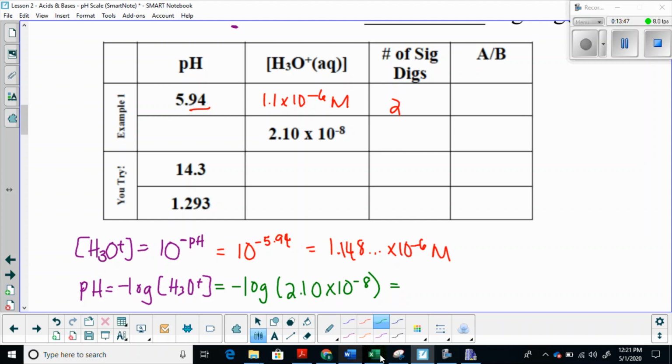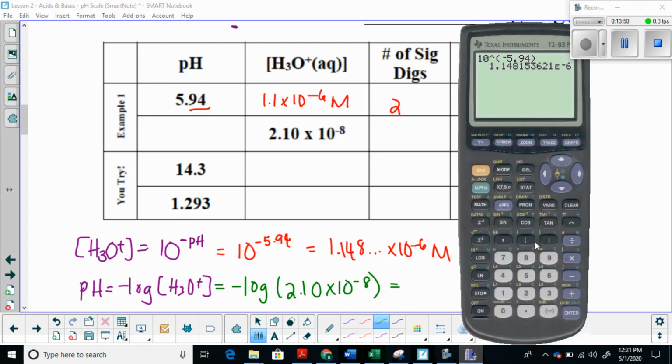So let's go into our calculator. Negative log is right here. Negative log bracket, 1.10. Now times 10. Okay, that's represented by this E right here. To get that E, you're going to press second, E, negative 8. So this is saying times 10 to the negative 8. Close that bracket, enter. We get a pH of 7.677.